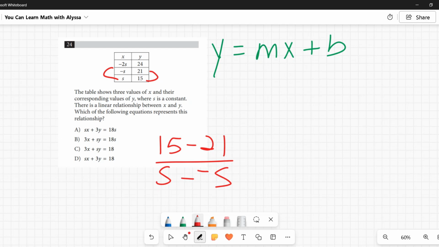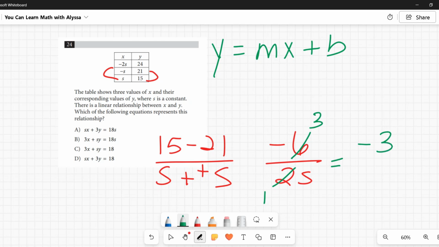Okay, so 15 minus 21 on top is negative 6, and s minus a negative, which is the same as plus a positive, is 2s. So I can simplify this because 2 goes into both negative 6 and 2s. It goes into 2 one time, and it goes into negative 6 3 times. So my slope is negative 3 over s. Okay, so now I know my slope. That is negative 3 over s. Okay.